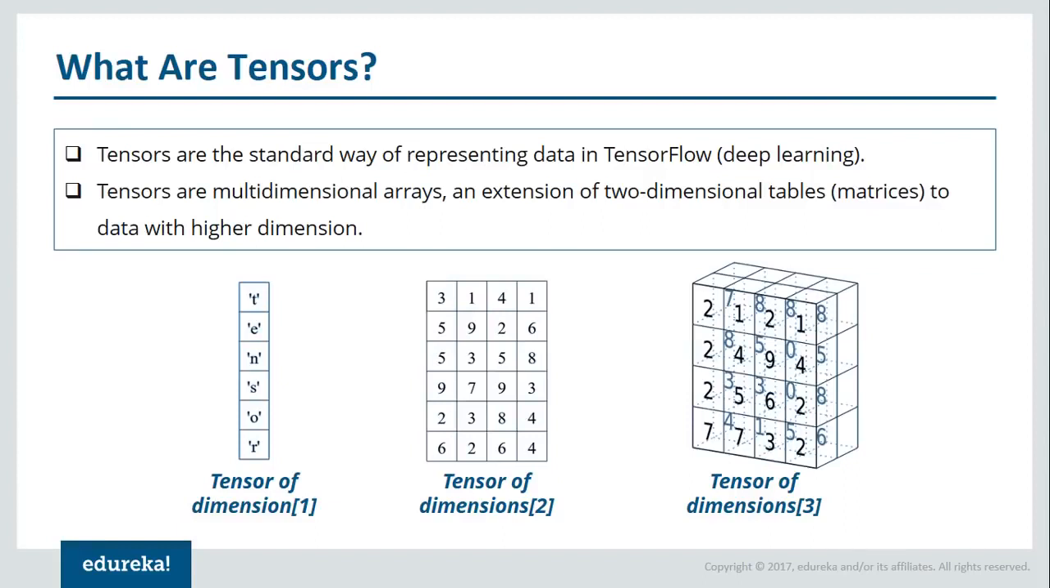You can think of tensors as an n-dimensional array or list. You can see the 3 diagrams in front of your screen. The first tensor is a tensor of dimension 1. The next is a tensor of dimension 2 because it has rows as well as columns. The last example has 3 dimensions because apart from rows and columns, there is one more dimension present there.